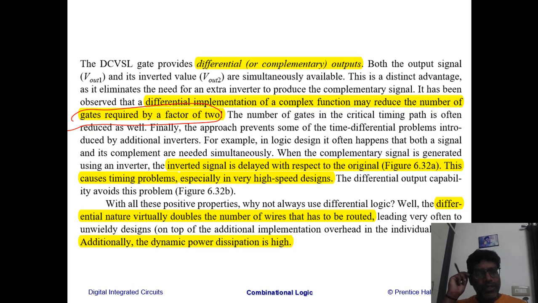But one point here is, when it comes to DCVSL logic, the number of wirings required almost gets doubled. The routing that is going to take place, and the transistor count also get increased. So with all these compromises, still for implementing some of the complex networks, this DCVSL logic is good enough.